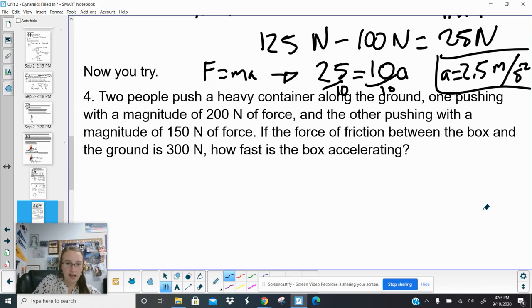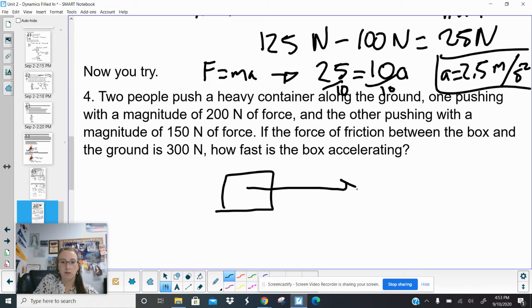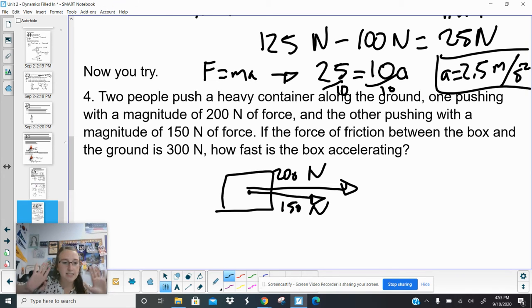Okay, so let's draw a diagram. So our diagram here, two people push a heavy container along a ground. One with a magnitude, I'm going to go ahead and push this direction again, of 200 newtons. And the other pushing the same direction. So we have two vectors going in this direction. They're pushing it together. Friction is fighting in reverse, negative 300 newtons.